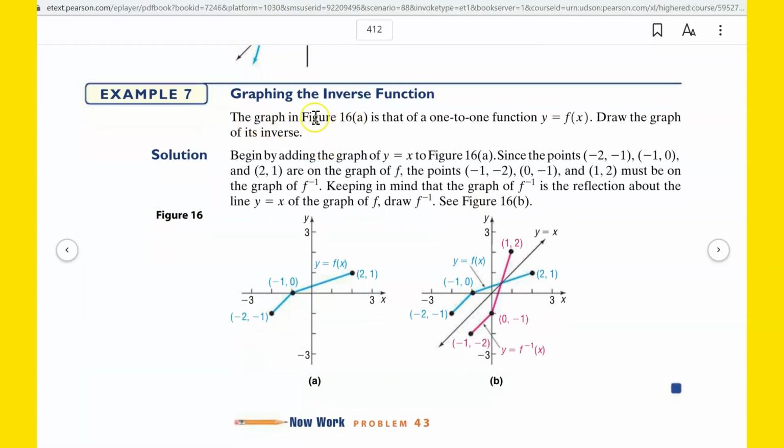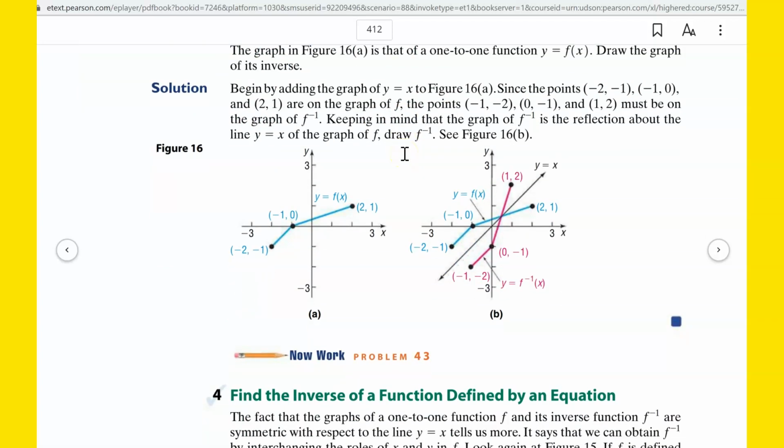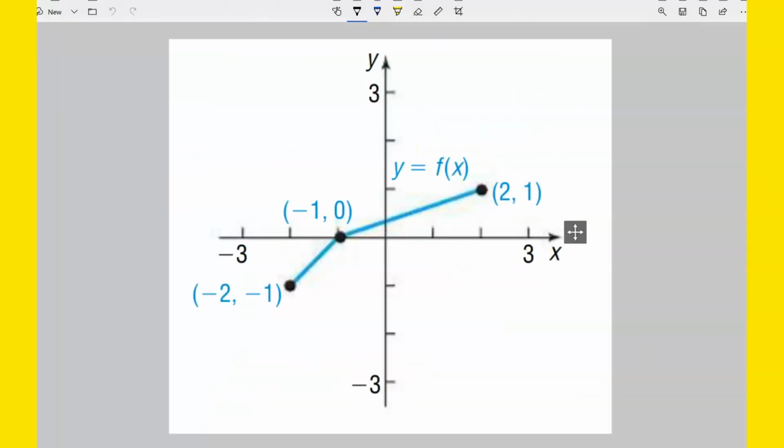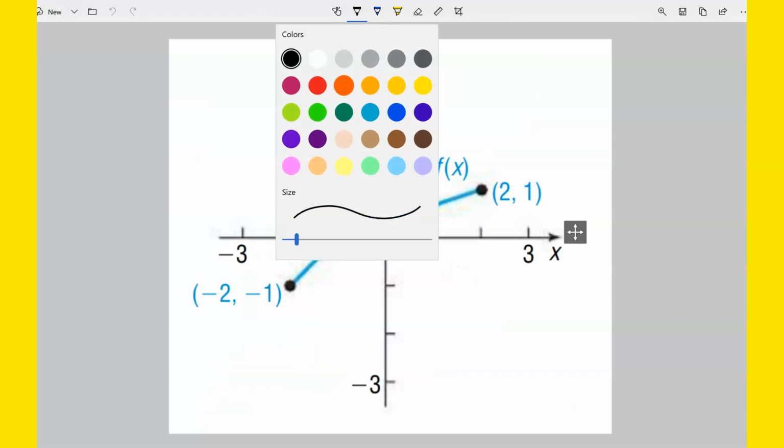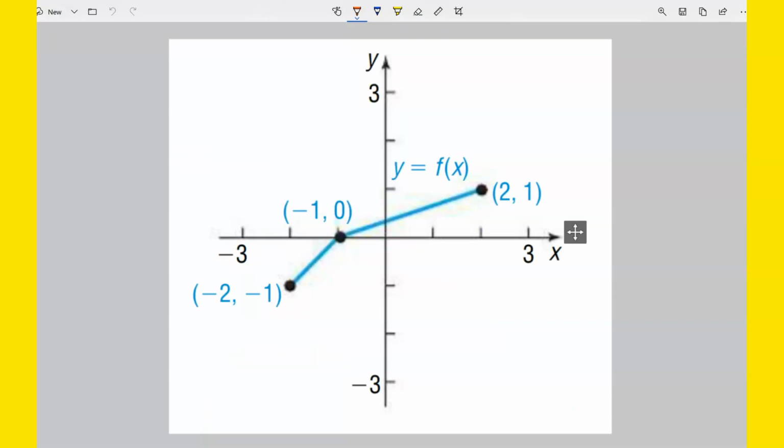Example 7. The graph in figure 16a is that of a one-to-one function, y equals f of x. Draw the graph of its inverse. All right, let's do that. Let me get a different color here. So what I do is I take each one of these points, like -2, -1, and I'm going to put a new point, -1, -2, where I just reverse those inputs and outputs. So -1, -2 would be right here.